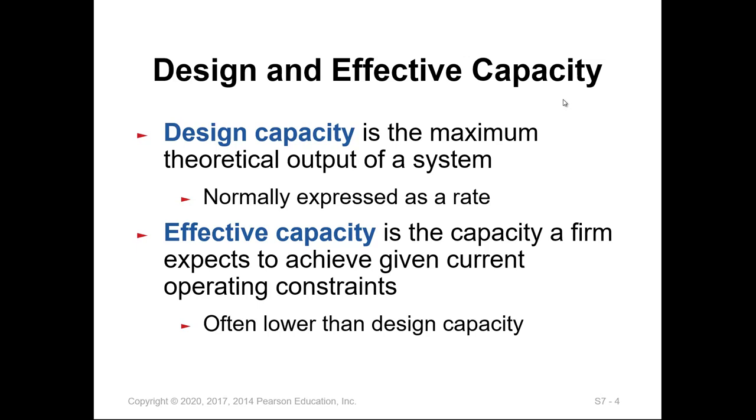So the effective capacity will be the capacity a firm expects to achieve given current operating constraints, which is often lower than the design capacity. So if you are saying that the design capacity for a machine is 1000 units per hour, most likely the effective capacity will be less than that. While a process may have maximum capacity, many factors prevent us from achieving that maximum capacity.